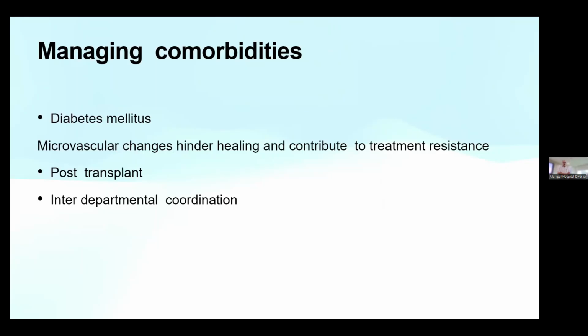Now, the other pitfall is, please manage the comorbidities. Don't take the patient just to yourself. Diabetes, hand him over to a good endocrinologist, because if his diabetes is not controlled, these microvascular changes will hinder healing and the infection will be more and more resistant. With every course of antibiotic you give, it will not work.